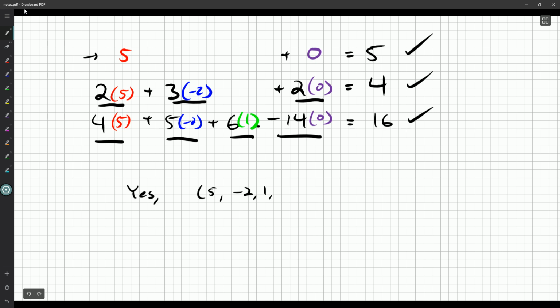(5, -2, 1, 0) solves that system. So what did we have to do? We had to convert our augmented matrix to a system, because that's the way we are accustomed to plugging things in. Then we plugged in the point, and we checked, were all the equations satisfied? If yes, then it's a solution. If even one equation wasn't satisfied, then no, it's not a solution.